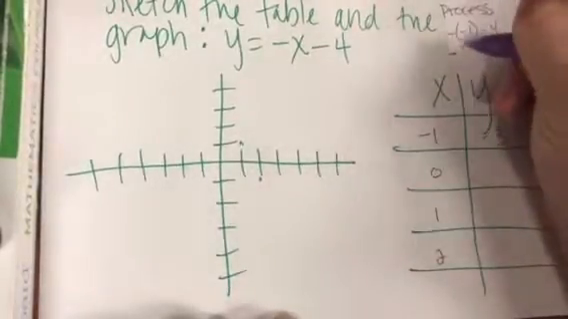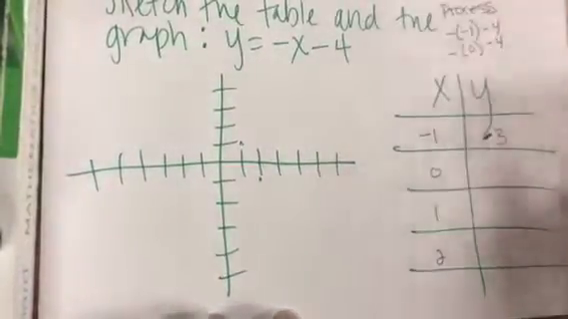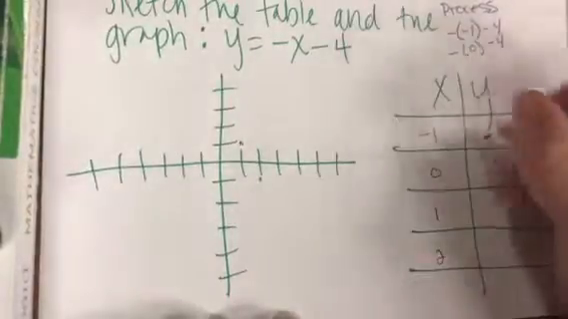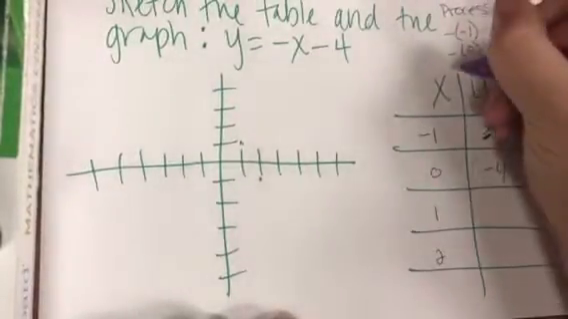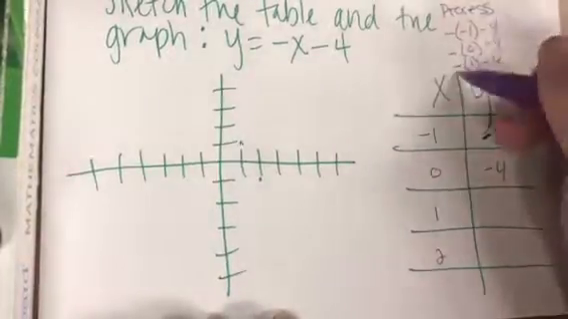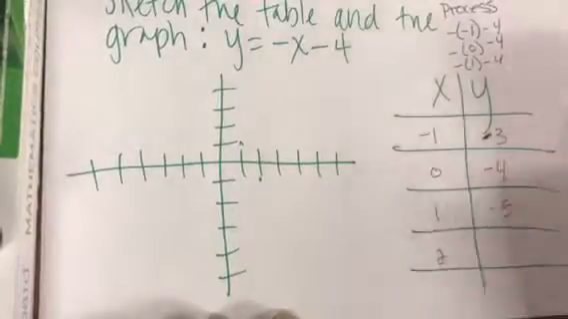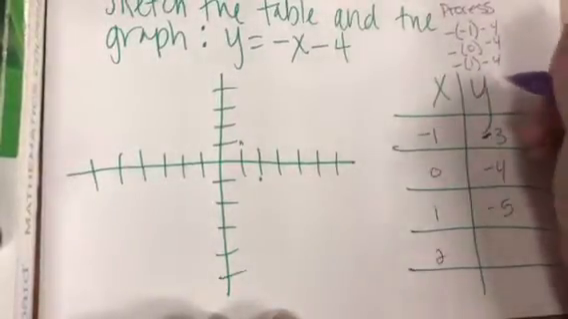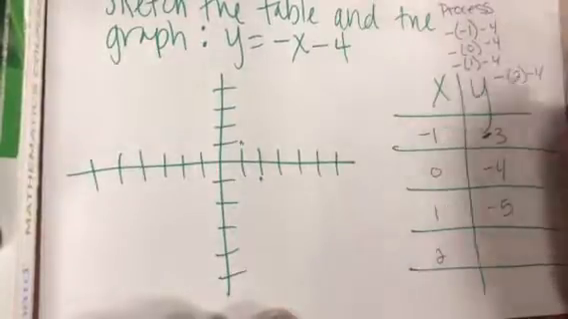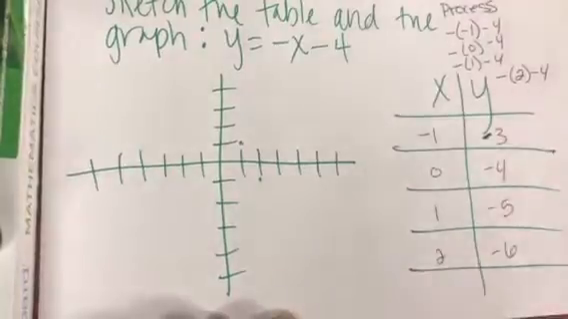Then I'm going to do 0, which I know doesn't really make sense. You can't really see the negative. So what is negative times 0? Just 0. Minus 4 is negative 4. Then I've got negative 1 times 1 minus 4. So what's negative times 1? Negative 1. Minus 4 is negative 5. Oh, I see a pattern. I am too. And one more, negative times 2 minus 4. What's negative times 2? Negative 2. Minus 4. Negative 6. And we're done with the table.